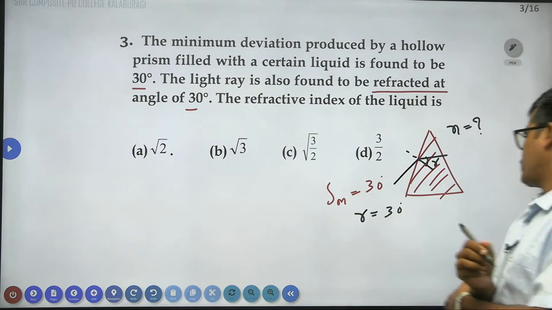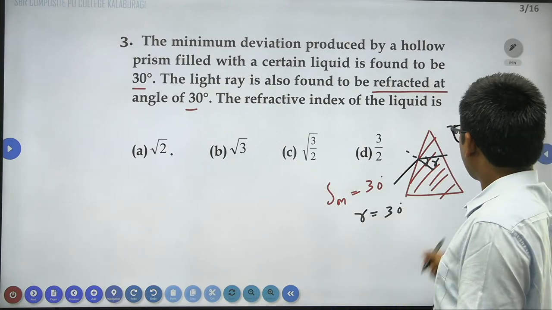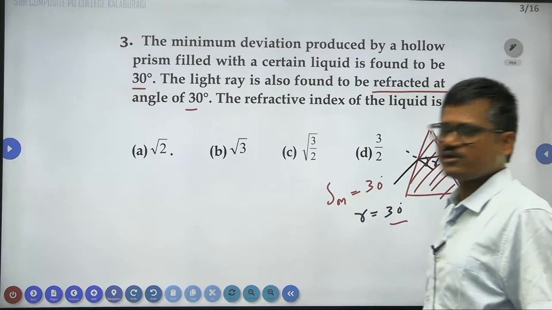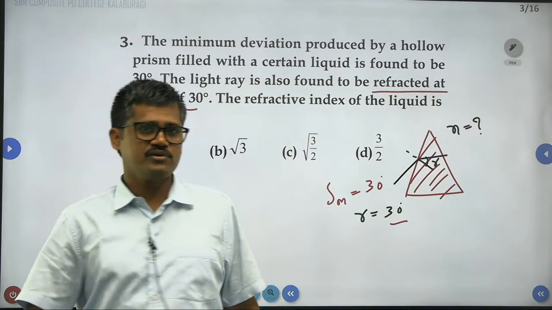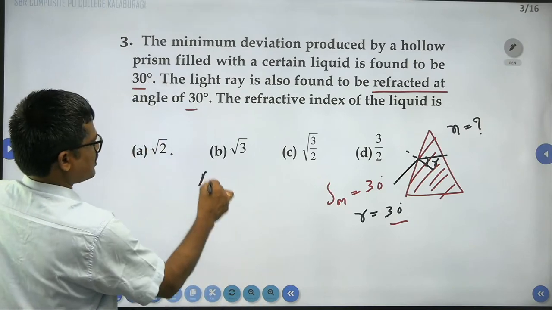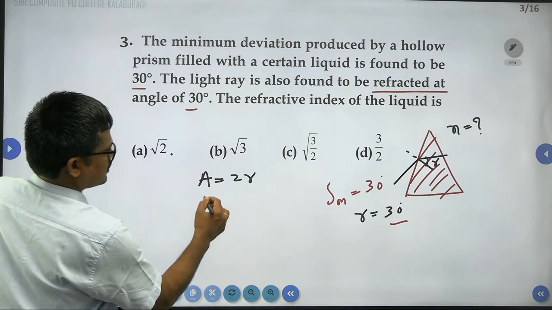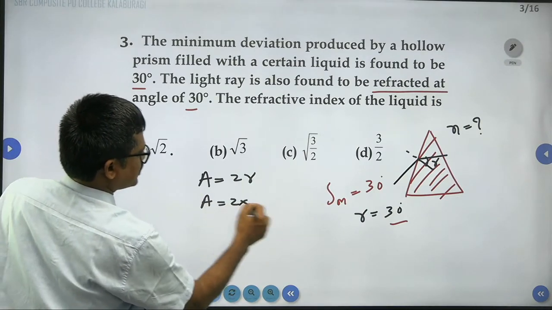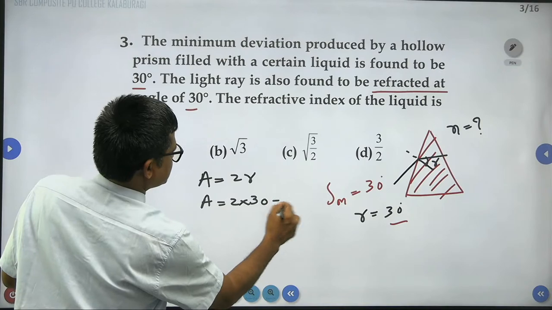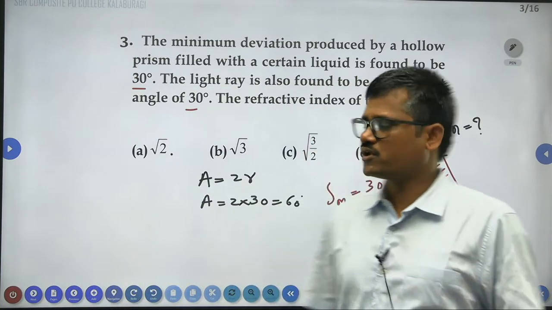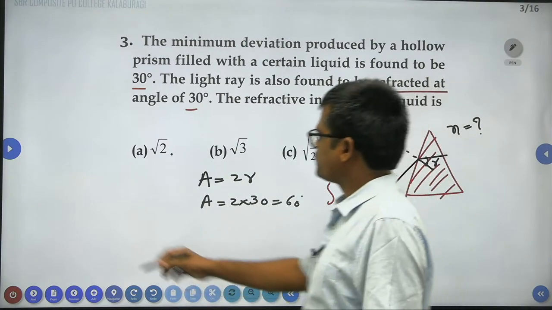Got my point? Okay, now we will have a formula. They are given the r value, and they are talking about minimum deviation. Can we use this formula, A equals 2r? They are given the r value, therefore the angle of prism will come out to be 2 into 30, so 60 degree. The angle of prism will be 60 degree. Then we can easily find the refractive index of the prism.